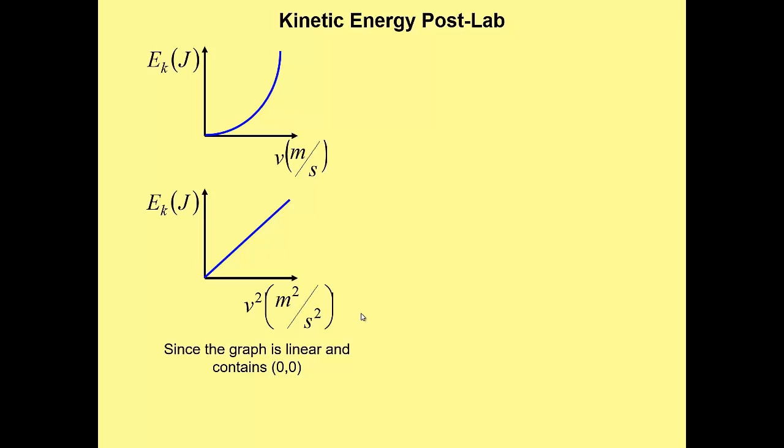Why is that important? Because we have learned this year that if you graph two variables and it ends up with a linear graph that goes through 0, 0, that tells you that those two variables are proportional to one another. But now be careful. It's not kinetic energy proportional to speed. Look, that's not a straight linear graph through 0, 0. It's kinetic energy proportional to speed squared.